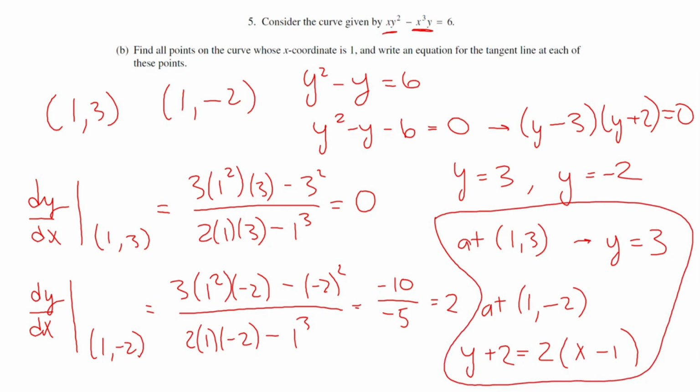We got 4 total points here. 1 for getting y squared minus y equals 6. 1 for correctly solving for y. And 2 for the two tangent lines, 1 for each of the tangent lines.